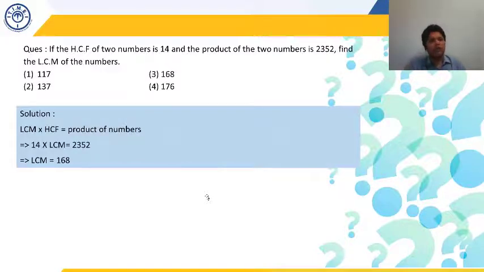So these are direct formula based questions where we have to do the calculation part only. Here LCM into HCF is the product of two numbers, the formula which we have used. HCF here is 14, LCM we do not know, and the product of two numbers is 2352. So LCM is going to be 2352 divided by 14, which is 168. I hope it is clear to everyone.